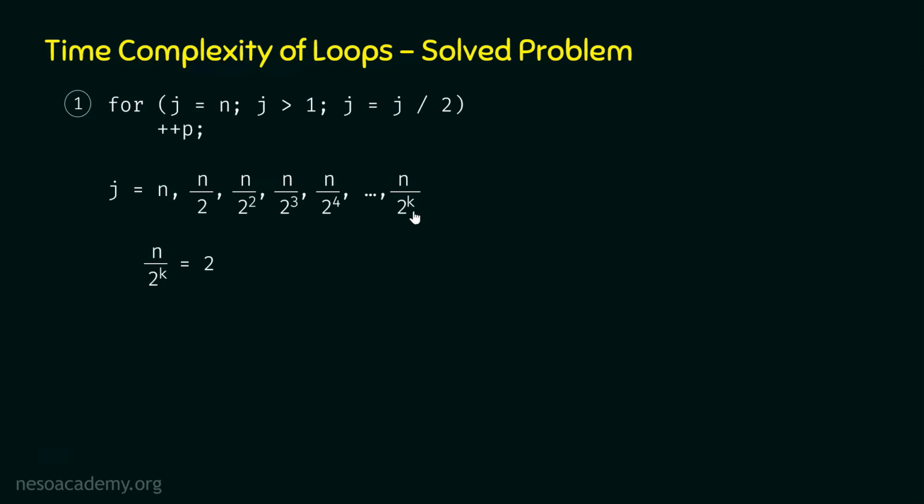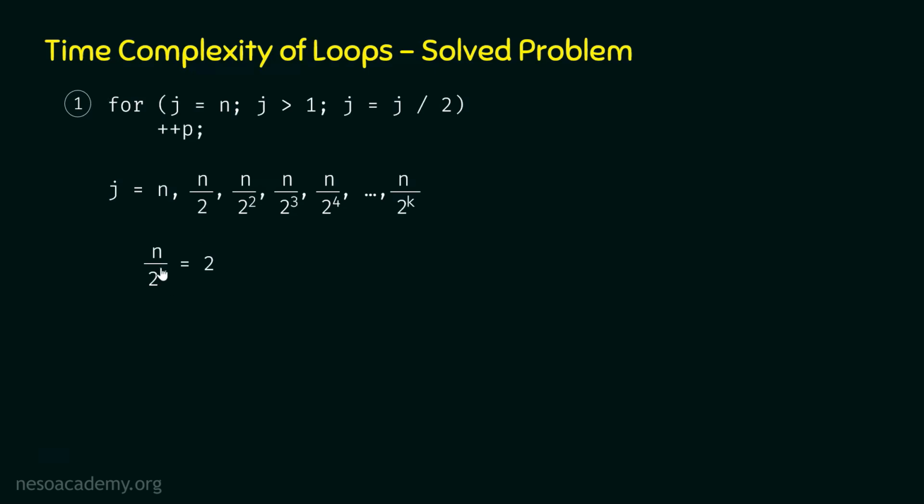Clearly, for the last value of j, where the power of 2 is k, the iteration number must be k plus 1. As k plus 1 is the iteration number for the last value of j, it is equivalent to the number of iterations of this for loop. So there are a total of k plus 1 iterations of this for loop. Now we need to find the value of k in terms of n to determine how many iterations there are of this for loop in terms of n.